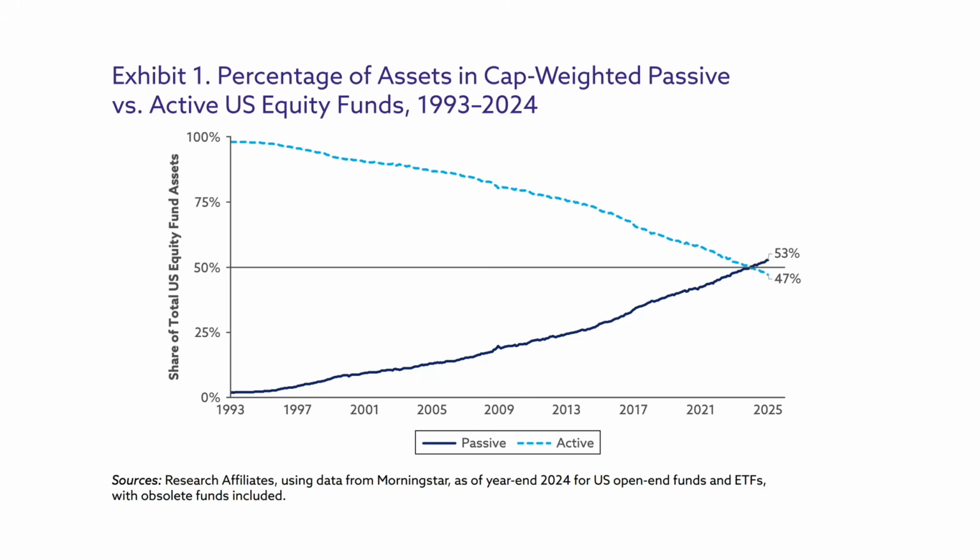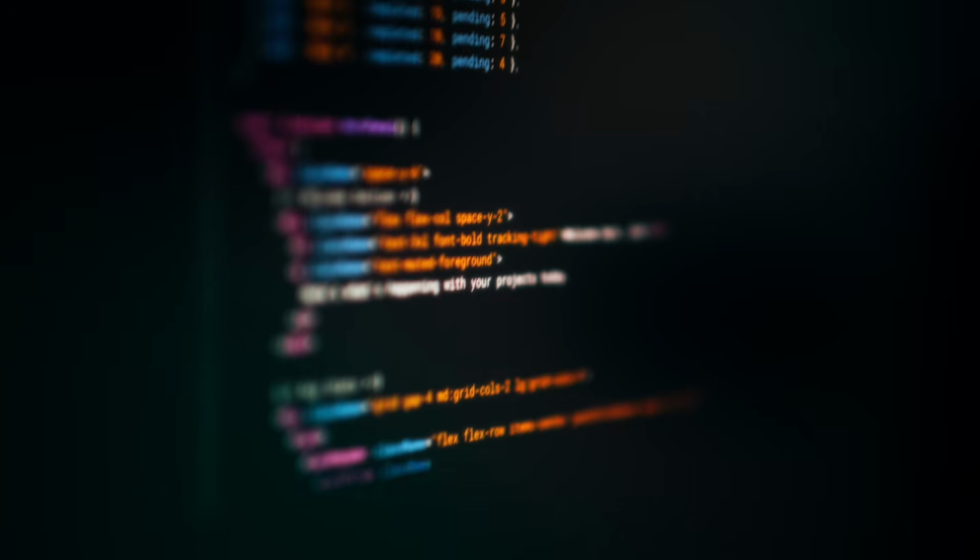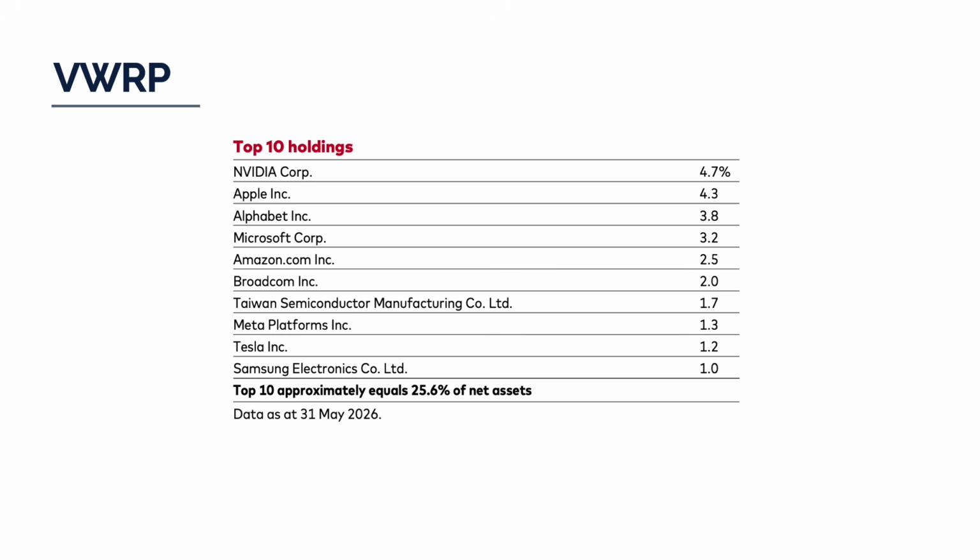An active investor decides whether a company looks attractive at its current price. A passive fund doesn't make that judgment. When money flows into the fund, it simply buys companies according to the rules of the index. As we've already seen, that means the largest companies receive the biggest share of every new investment. Today, Nvidia is the largest holding in VWRP at 4.7%.